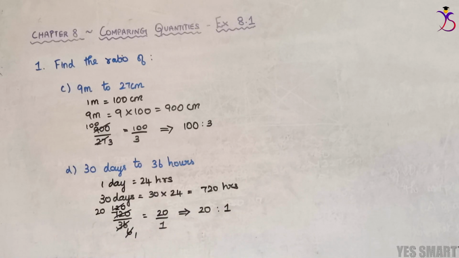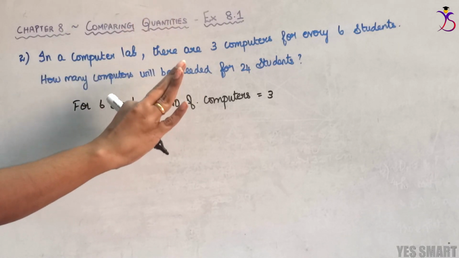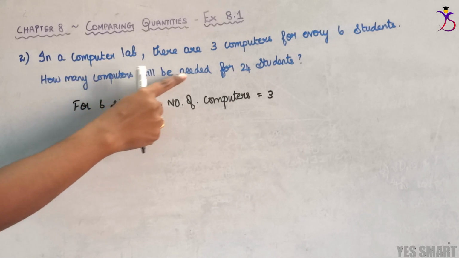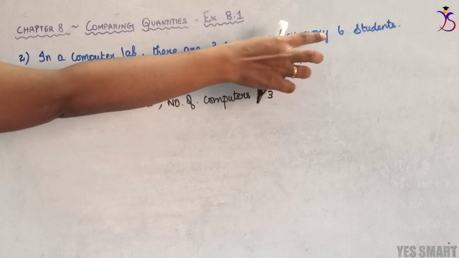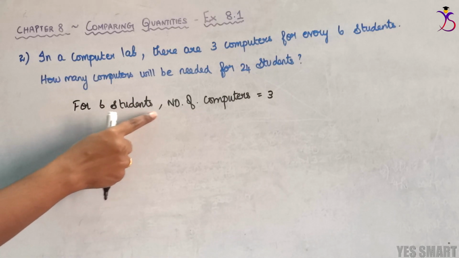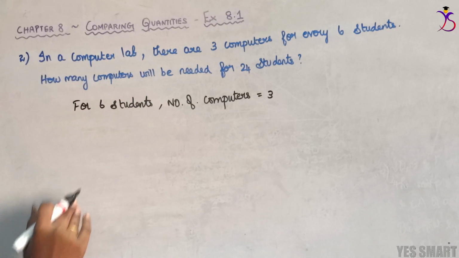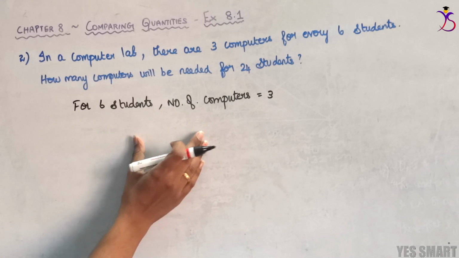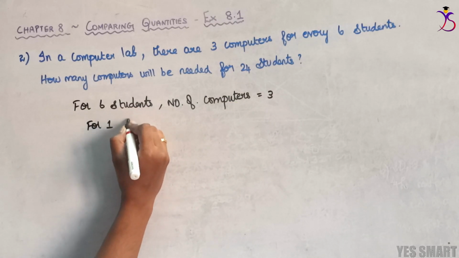Now let's do the second sum. In a computer lab, there are 3 computers for every 6 students. So for every 6 students, they have 3 computers. And how many computers will be needed for 24 students? So they are asking us how many computers are needed for 24 students. For 6 students, the number of computers is 3. So I have just written the given statement here. In lower classes, we have already studied that if many is given and we are supposed to find the value for 1, we will do division. And if 1 is given and many is asked, we will do multiplication. So the same concept here.